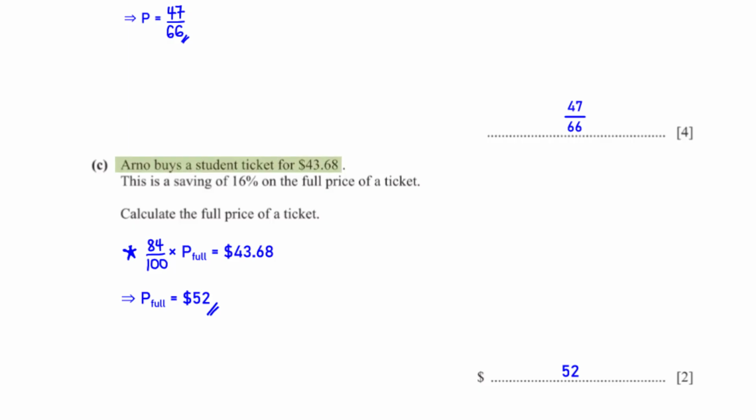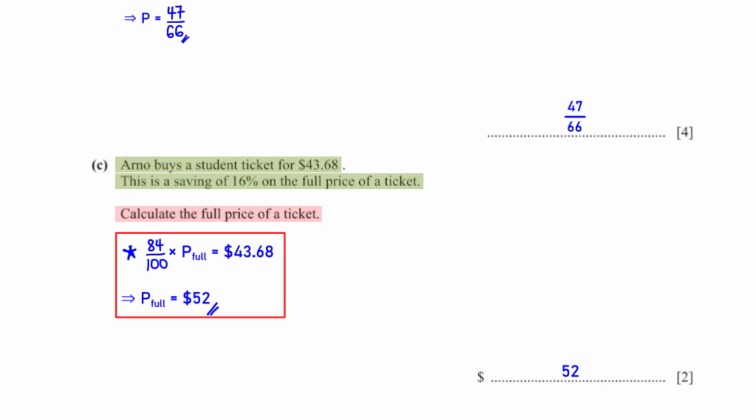Arno buys a student ticket for $43.68. This is a saving of 16% on the full price of a ticket. Calculate the full price of a ticket. If Arno is saving 16% on the full price, then we subtract 16% from 100%, which gives us 84%. So the amount Arno pays, which is $43.68, is 84% of the full price. When we divide both sides by 84%, we get the full price of the ticket to be $52.